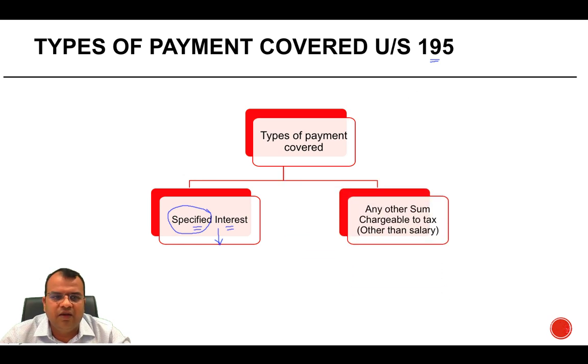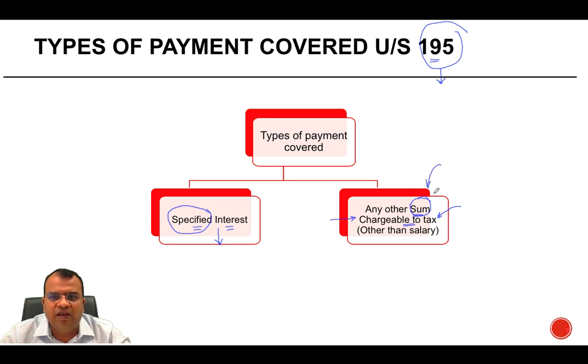And then there could be any other sum chargeable to tax. Now, chargeability to tax is the most important thing for a sum to be liable to deduction under section 195. What this means, we have a complete slide on this, but what you should consider now is, if a payment is not chargeable to tax, then section 195 is not applicable. Now, any other sum, right?